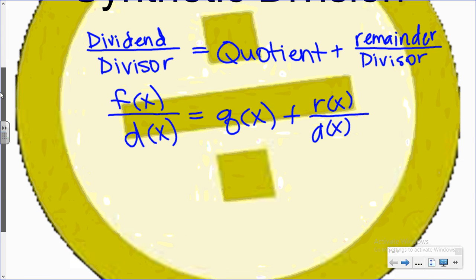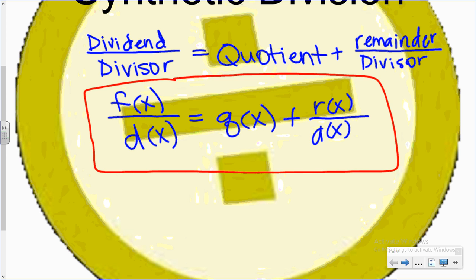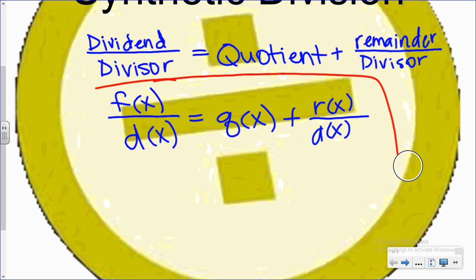So this is what we're going to talk about first. It's called the division algorithm. If you look at this notation that I just wrote up here, if I wanted to talk about just f of x in terms of everything else, like I wanted f of x equals, how would I get f of x by itself? Multiply both sides by the divisor. And if I were to multiply both sides by the divisor, hang on one second, it would cancel out here, right?